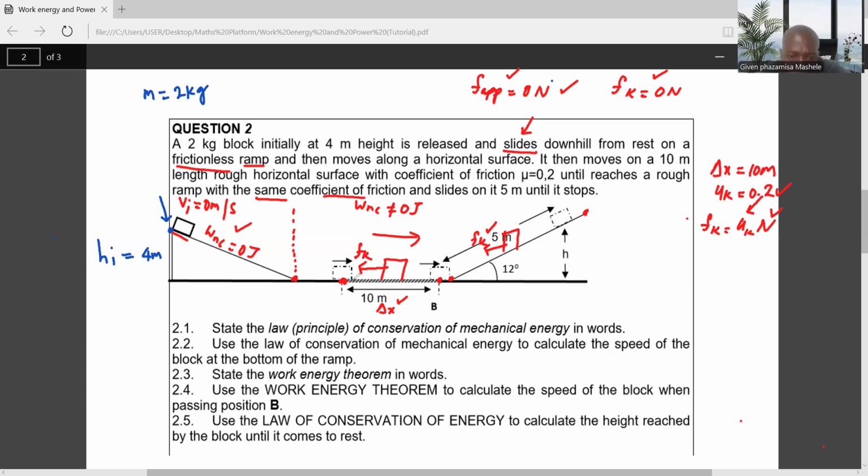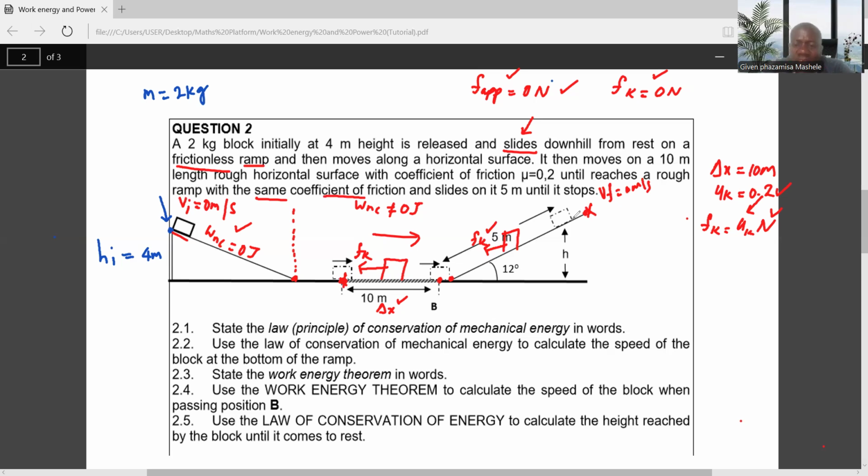So you see that from this point here, until it stops, which means the final velocity is 0, mechanical energy is not the same from this point up until there. I hope, guys, you are following. So you must read the question and understand it.